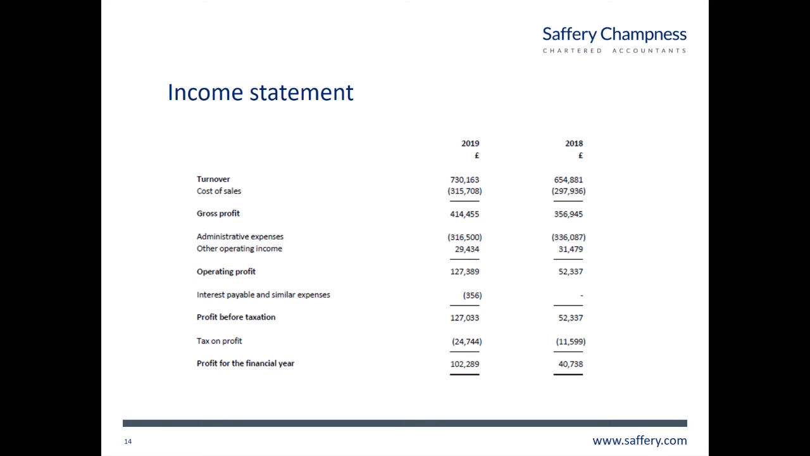The income statement, or profit and loss account, as it was previously called, is a primary statement that shows the profit and loss over a period of time. You'll see that it shows the turnover at the top and deducts all the expenses of the business, for example, cost of sales and administrative expenses, to arrive at the net profit for the financial year at the bottom.